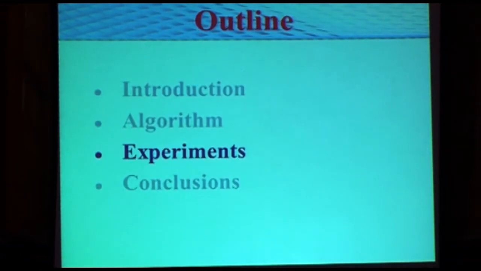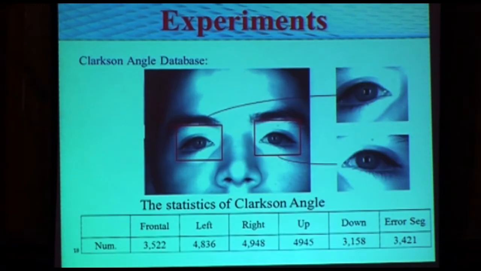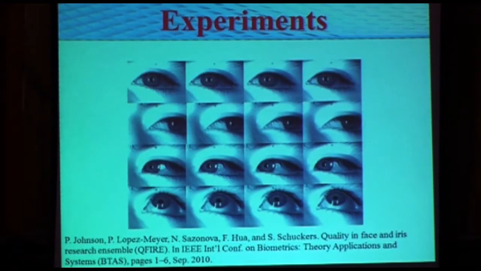Okay, let's show some experimental results. We conducted the experiments on a subset of the CASIA iris database. We named it CASIA off-angle. The statistics of the database are listed in this table. Okay, I show some example iris images. We can see that besides the frontal iris images, there are many different off-angle iris images. Okay, it's very challenging.